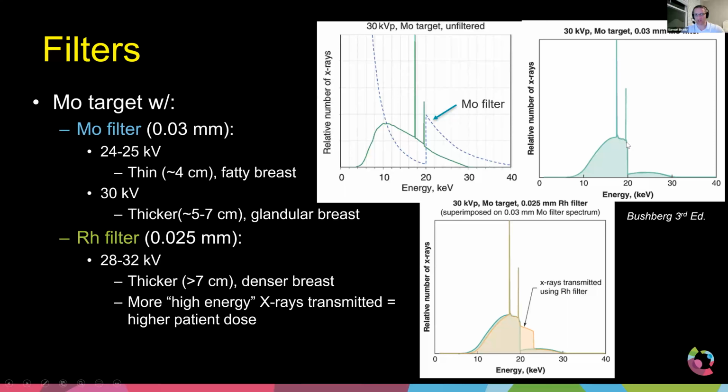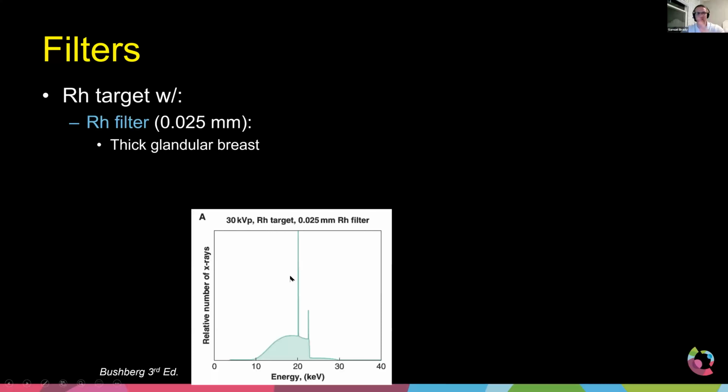A moly-moly combination gets rid of this right here. A moly-rho leaves a little bit of that behind, so you actually had to pay attention to the breast thickness back in the green film days. A rho-rho is the same thing. It's shifted a little bit more to the right, and we use these for real thick breasts.